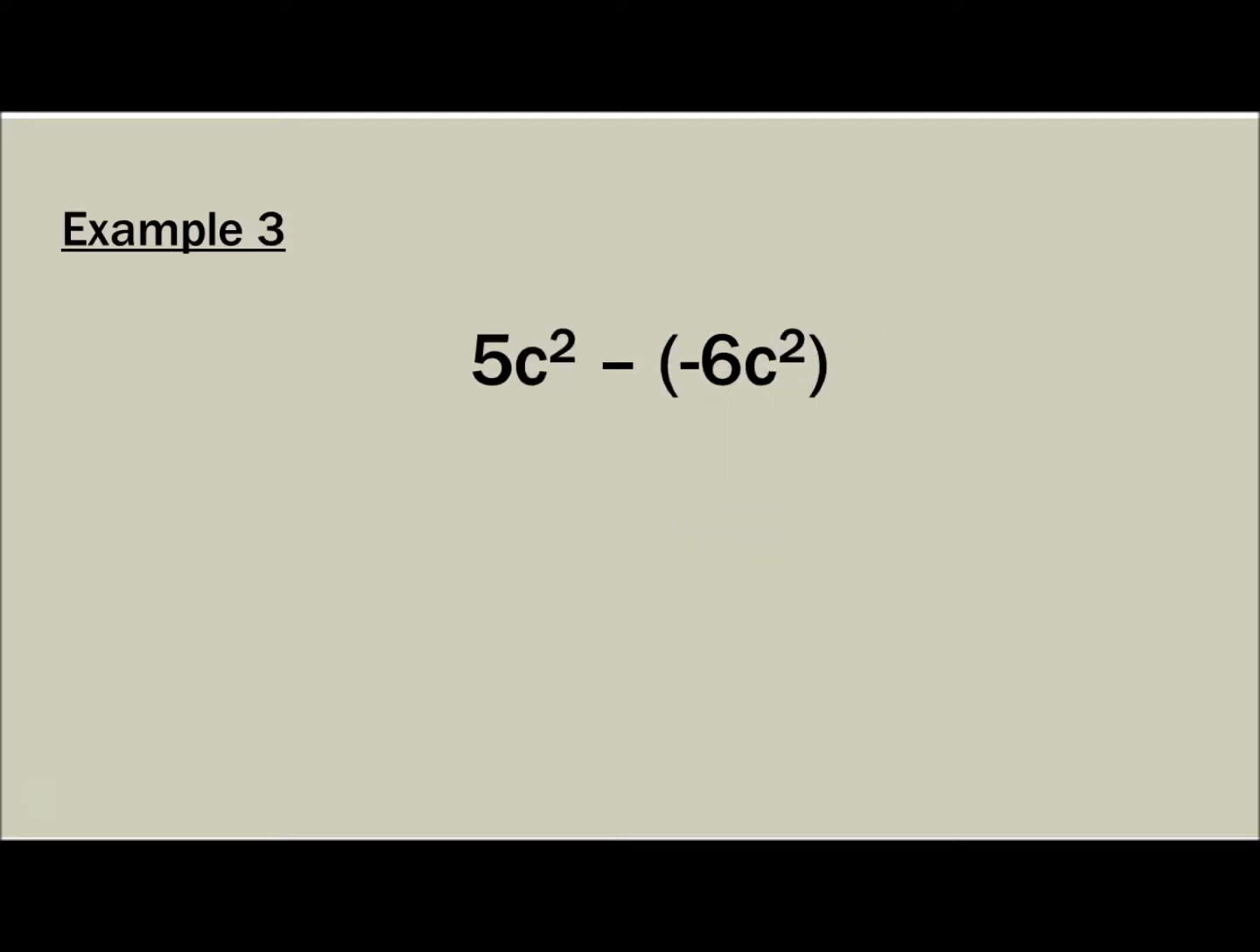Okay, example 3. If I have 5c squared minus a negative 6c squared, then we're going to have to combine the signs, because we have a negative out here and also a negative inside. Our negative times negative will then convert to a positive. So it's going to look something like this: 5c squared plus 6c squared. The terms are the same because it's c squared and also c squared, so I can combine them together. 5 plus 6 will give us 11. So we have 11c squared.